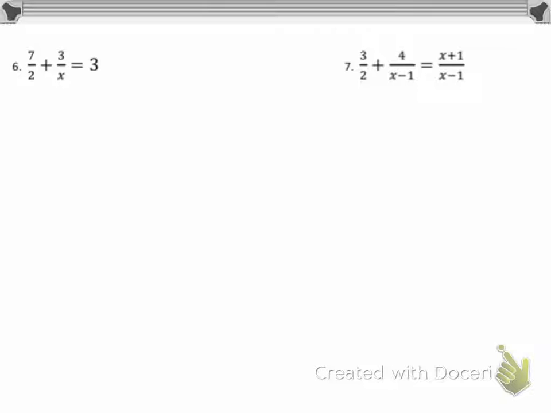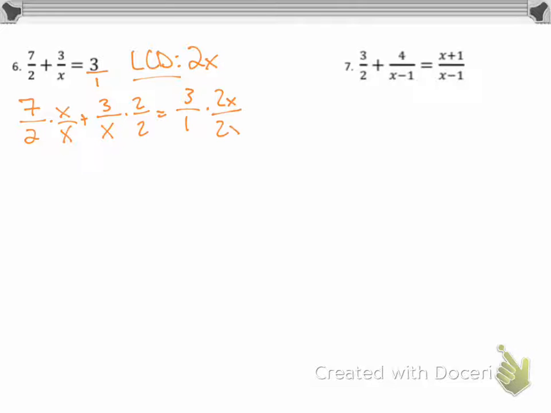Same idea. We've got ourselves three terms here, all with different denominators, so we need an LCD. We see a denominator of 2, 1, and x. LCD is going to be 2x. So I can take the first fraction, multiply it by x over x, take the second fraction, multiply by 2 over 2, and take the third fraction, multiply by 2x over 2x. So that would leave me with 7x over 2x plus 6 over 2x equals 6x over 2x.